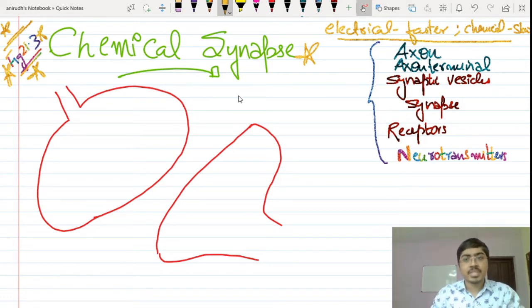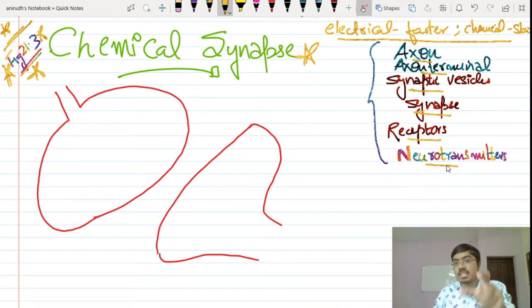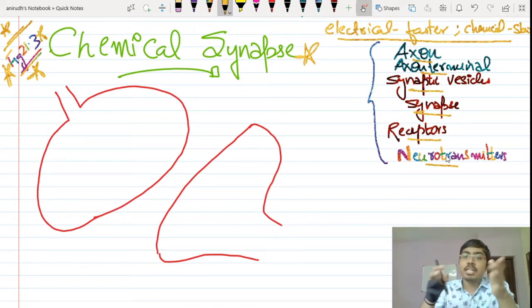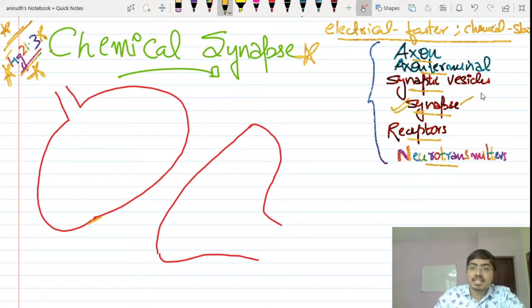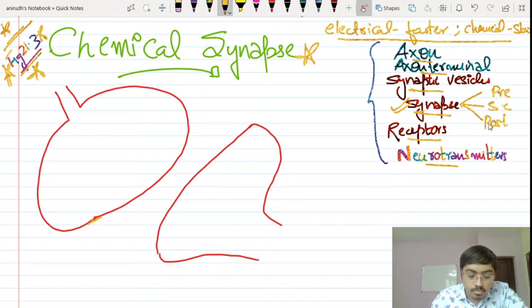Let's understand this. So these are the components of a chemical synapse that are marked in the NCERT textbook. We need to understand these things in this very rough diagram that I have made over here. Okay. Let us start from the synapse here. Synapse has three components. We know: a presynaptic membrane, a synaptic cleft, and a postsynaptic membrane also.